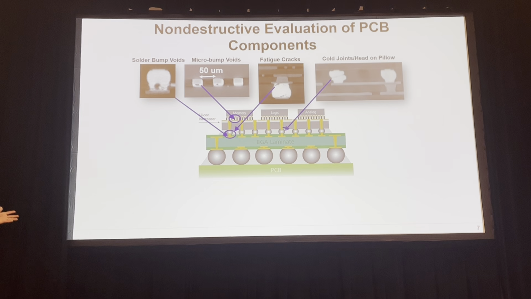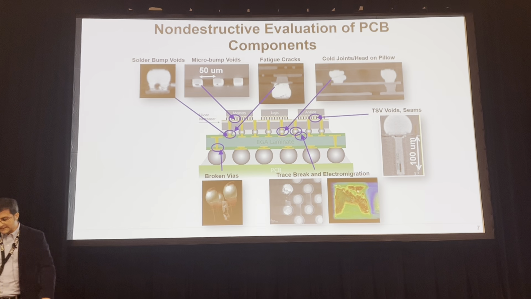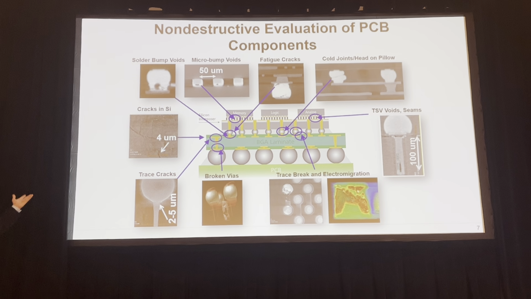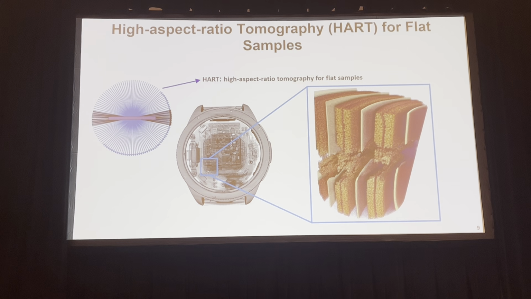I'm just showing this as a quick example to check micro bumps, fatigue cracks, hair on pillow, trace of electromigration, broken vias, or any trace of cracks in the layers of the device. This can be applied to any kind of electronics that go into mobile devices like smartphones or laptops, but also to inspect batteries that go inside of those devices, that power those devices.